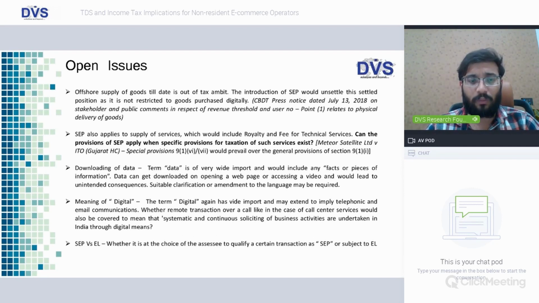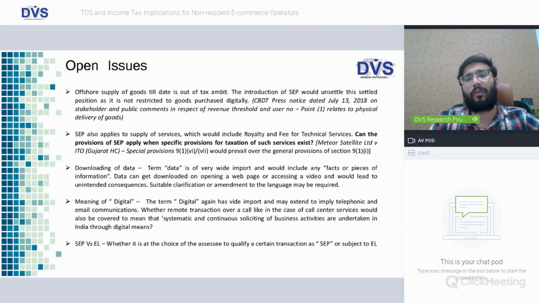Obviously, specific provisions would prevail over the general provisions. Downloading of data, the term data, is of very wide import and would include any facts or pieces of information. Data can get downloaded on opening a web page or accessing a video and would lead to unintended consequences.